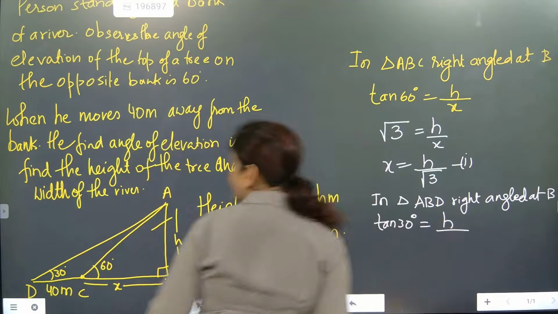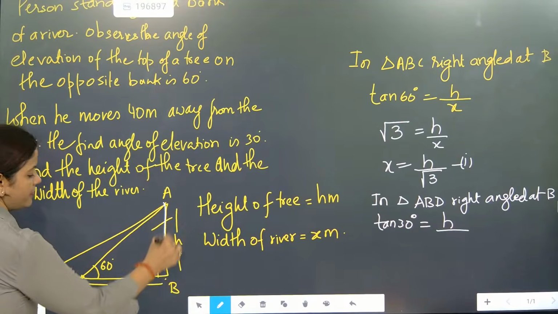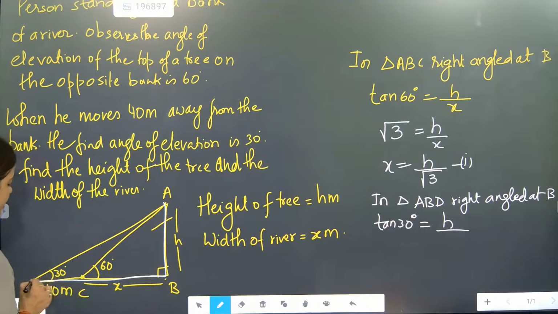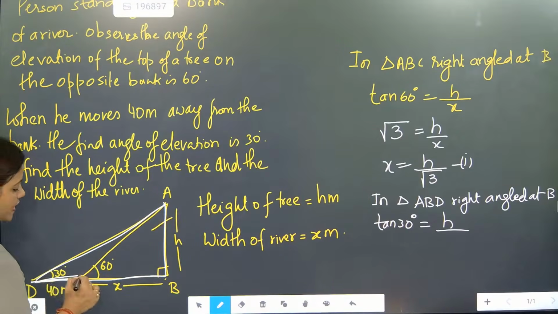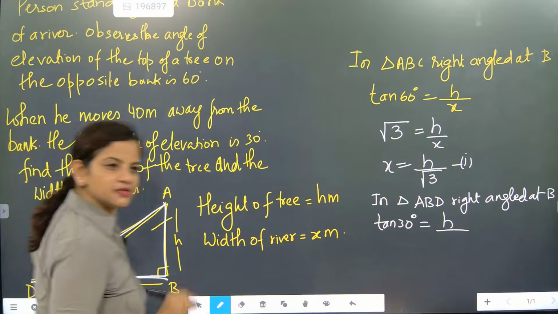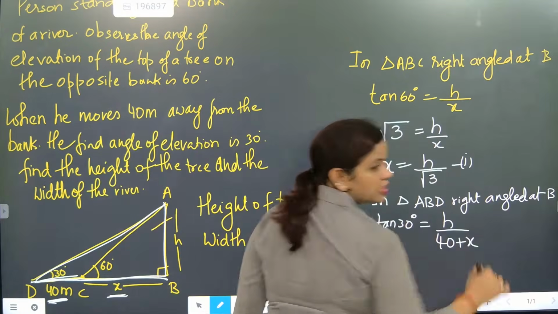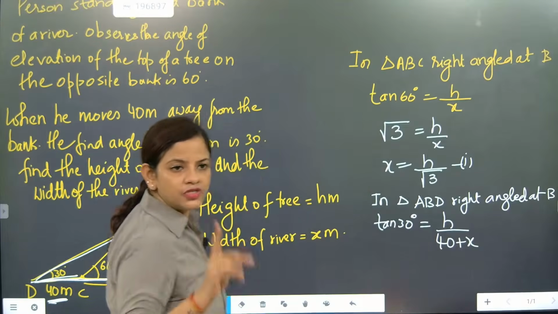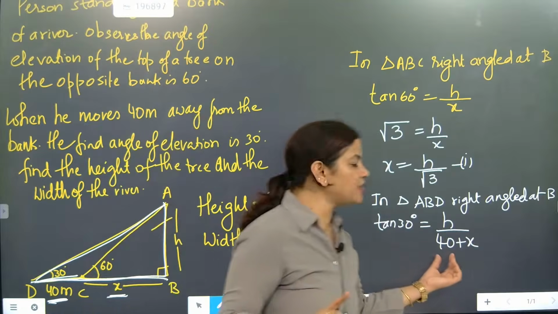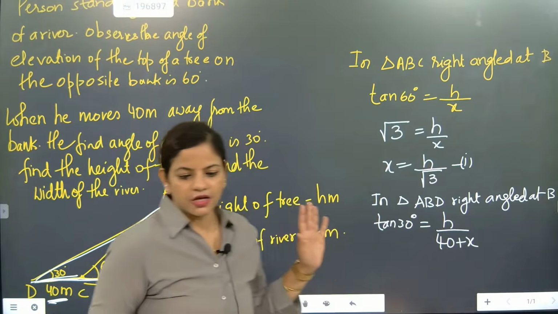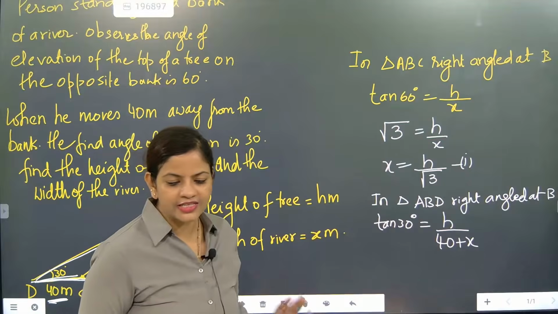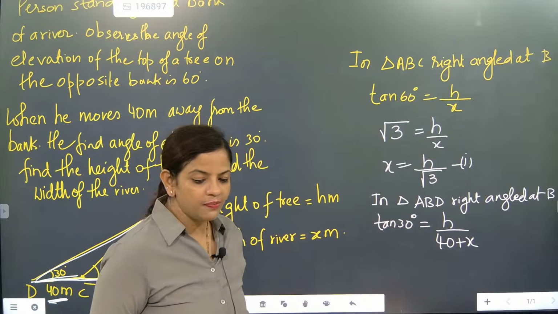h by, this time the full entire triangle is there. Remember, when the full entire triangle is taken, this plus this. So how much will it come? 40 plus x. Understood? Everybody, Vishnu, understood? This part will become 40 plus x. Now is it okay, beta? Come on, say 40 plus x.